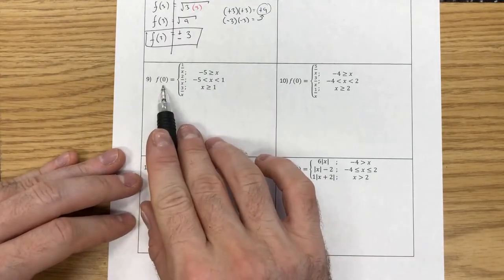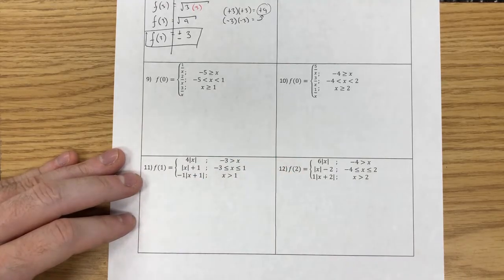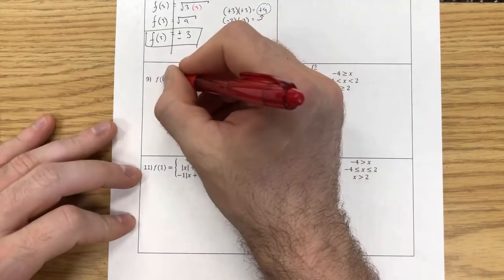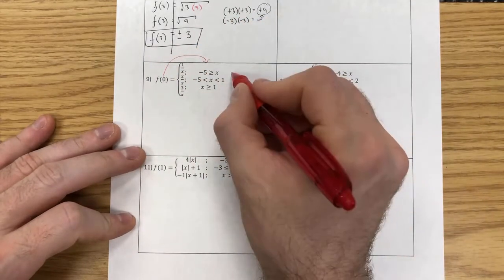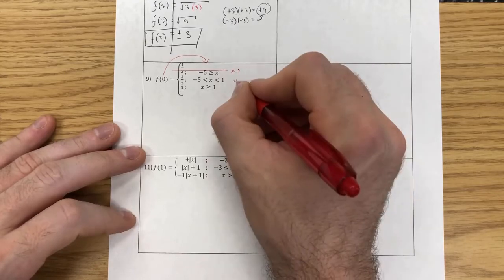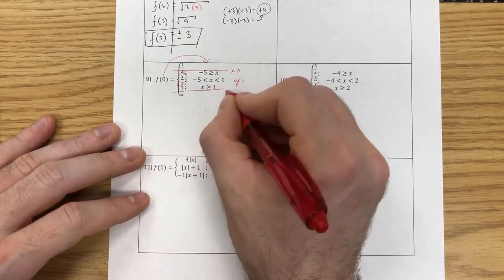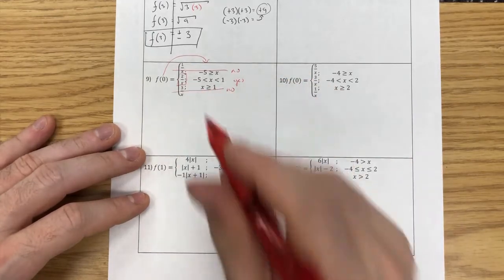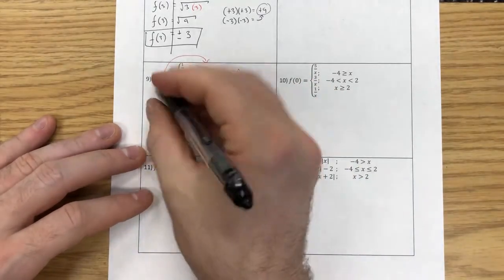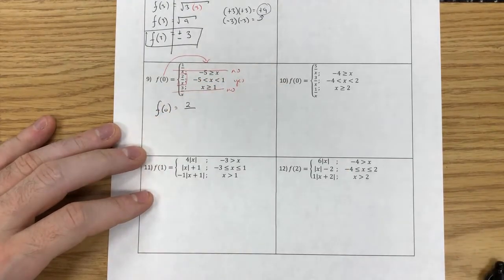So let's go ahead and take a look at this. So f of 0. I check my domain. 0 is not less than -5. 0 is between these two. And 0 is not greater than 1. I'm going to plug in my 0. It's 2 over 0. And we run into a problem.